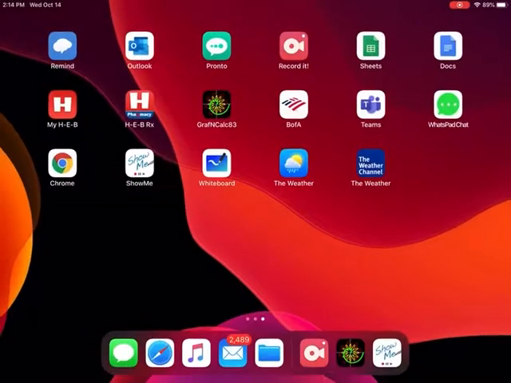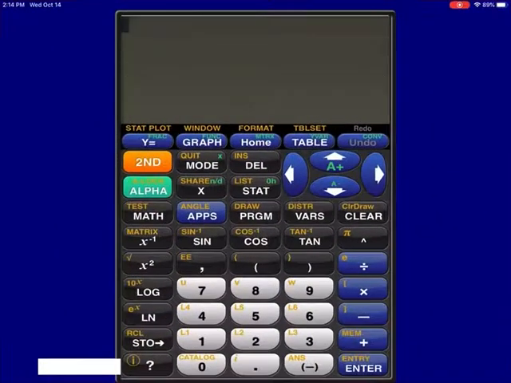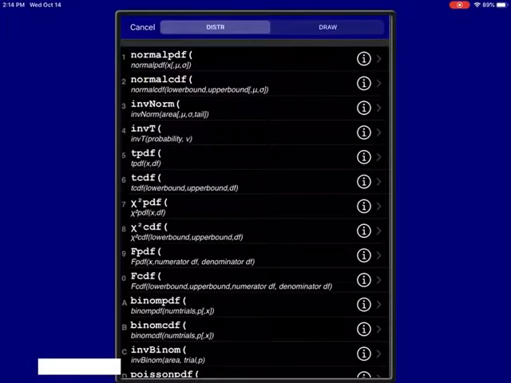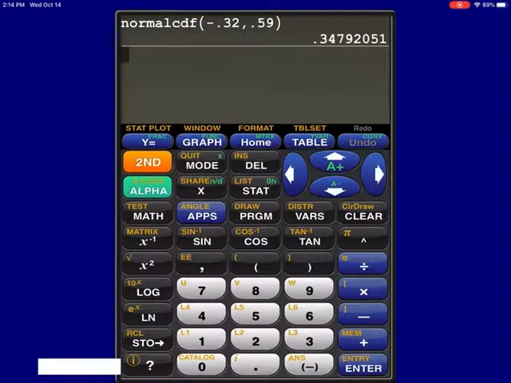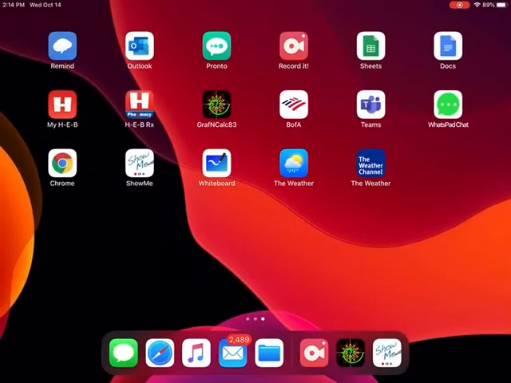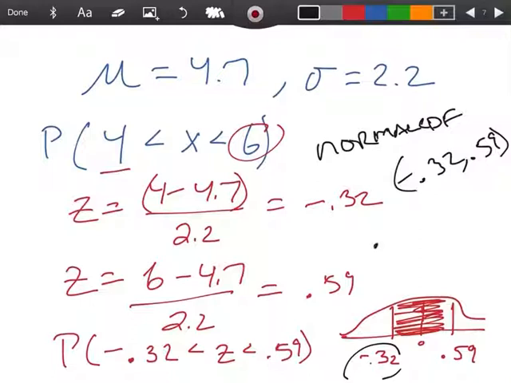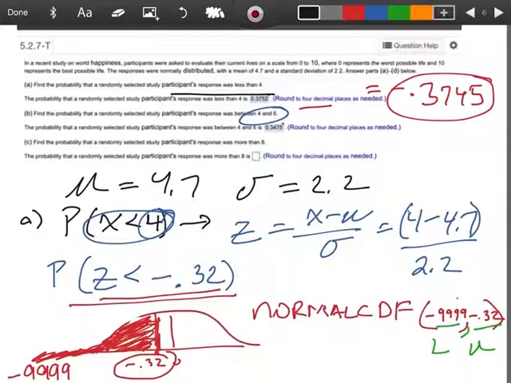So let me do that part on my calculator. So let's come back over here. Let me clear this out. Second vars, normal CDF, negative 0.32, comma, 0.59, and I'm coming up with 0.3479. Okay, and I want to say there was a part C to it.